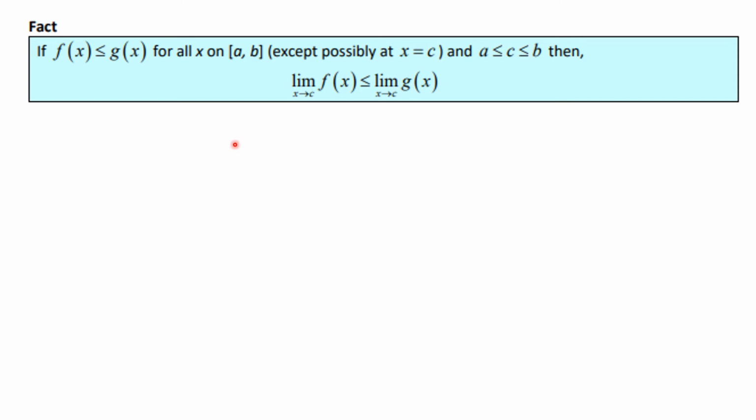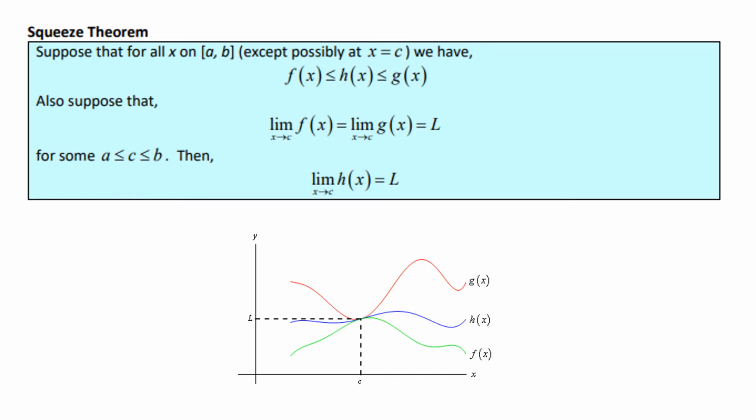Here's a fact. We could call it a theorem: if f of x is less than or equal to g of x for all x on a closed interval a, b, except at x equals c, where c is a point within that closed interval, then the limit of f of x is less than or equal to the limit of g of x as x tends to c. It's important that you realize this is less than or equal to. There's even a broader statement that we will talk about, which is called the squeeze theorem.